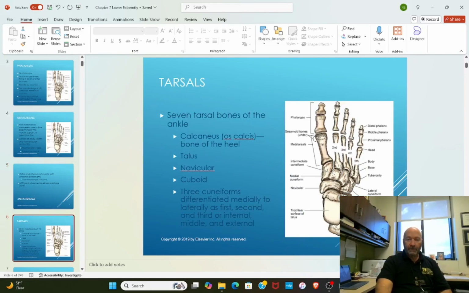And then your tarsal bones are going to be your calcaneus, which is your heel bone. That's all the way on the bottom. Directly above that, you have your talus, and you've got a navicular here. You've got a cuboid, and that is going to be over here, right there on the proximal lateral-most side. And then you've got 3 cuneiforms. So you have a lateral cuneiform, an intermediate cuneiform, and a medial cuneiform.